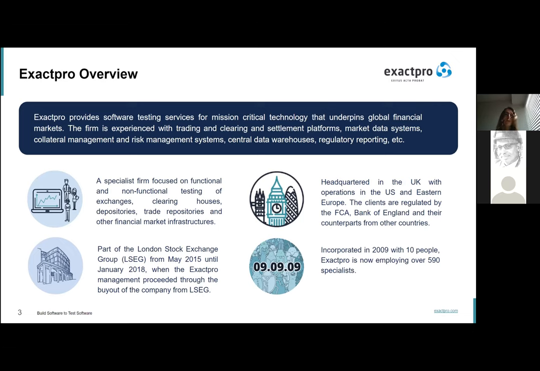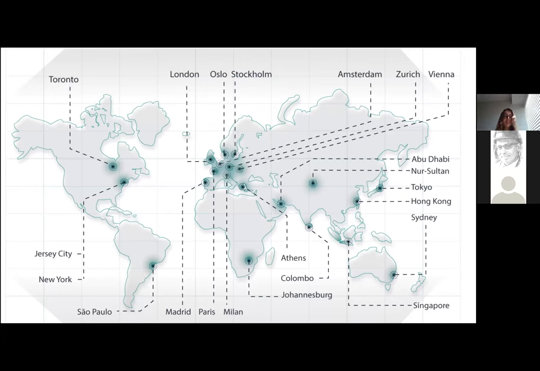We also have operations in the US, in Georgia, the country. And we have several offices in Eastern Europe. ExactPro currently employs almost 600 specialists. And as I mentioned, our focus is mainly in financial market infrastructures, and our current clients are quite diverse in terms of their geography. We have clients in over 20 locations on all six continents. And from the beginning, the main focus was on traditional technology. So our first engagements here were in the trading and post-trade areas.